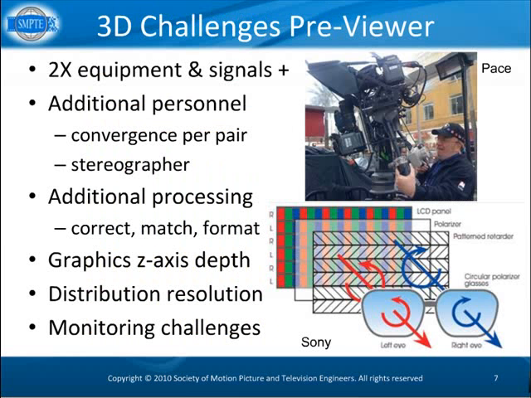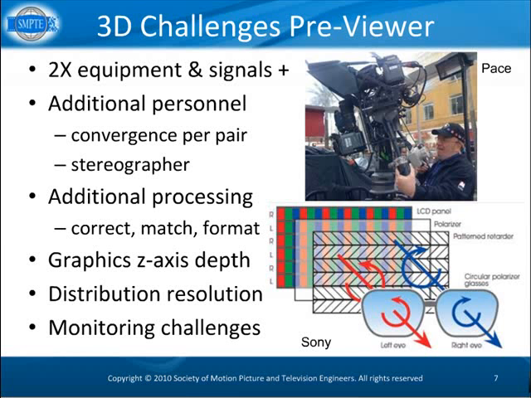Let's start off with some of the challenges that 3D TV poses even before we get up to the viewer. The one obvious one is that we seem to need twice as much equipment and signals. Now, in the upper right, I've shown a picture of two cameras. The reason I have a plus after signals is, in addition to the two cameras and two lenses, there's a rig for holding them together.